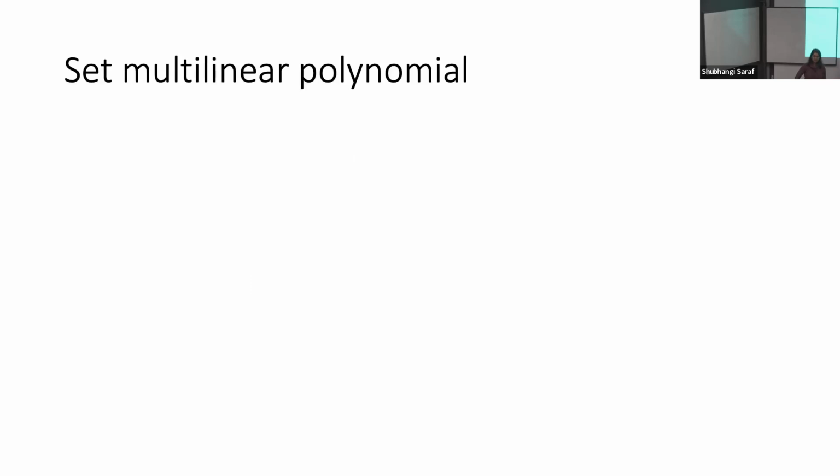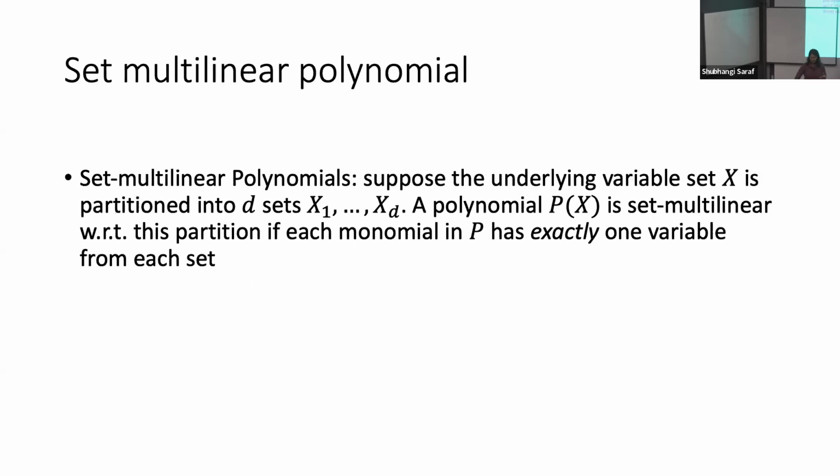So what's a set multilinear polynomial? Let me define it. A multilinear polynomial is a polynomial in which each variable appears with degree at most 1 in any monomial. A set multilinear polynomial is a further restriction. Suppose the variable set x can be partitioned into d sets, x1 to xd, whose disjoint union gives x. I say a polynomial is set multilinear with respect to this partition if every monomial picks up exactly one variable from each of these sets.